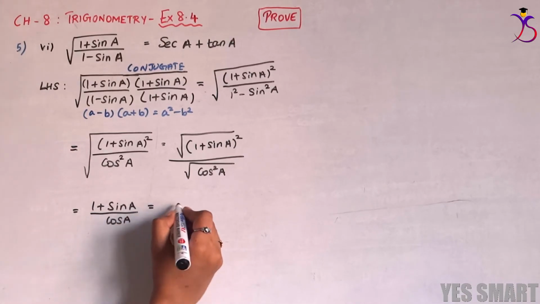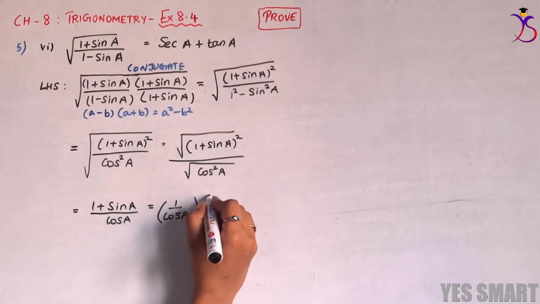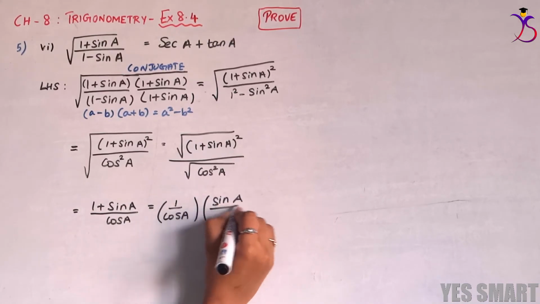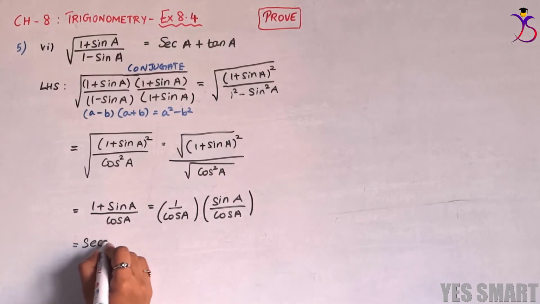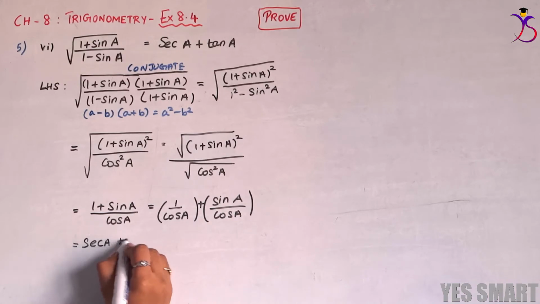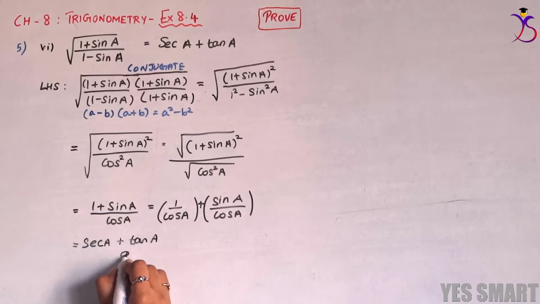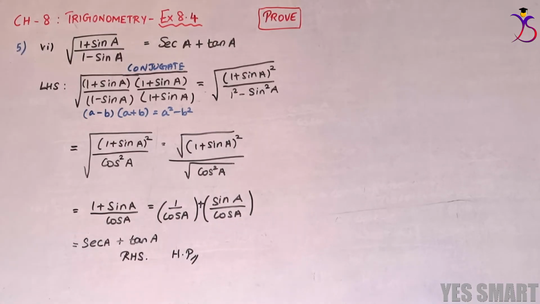Since there are two terms in the numerator with a common denominator, I am just splitting it and writing. We will have 1 by cos A and sin A by cos A. 1 by cos A is secant A. In between plus will be there because you have the plus here. 1 by cos A is secant A plus sin A by cos A is tan A, which is the RHS, hence proved.